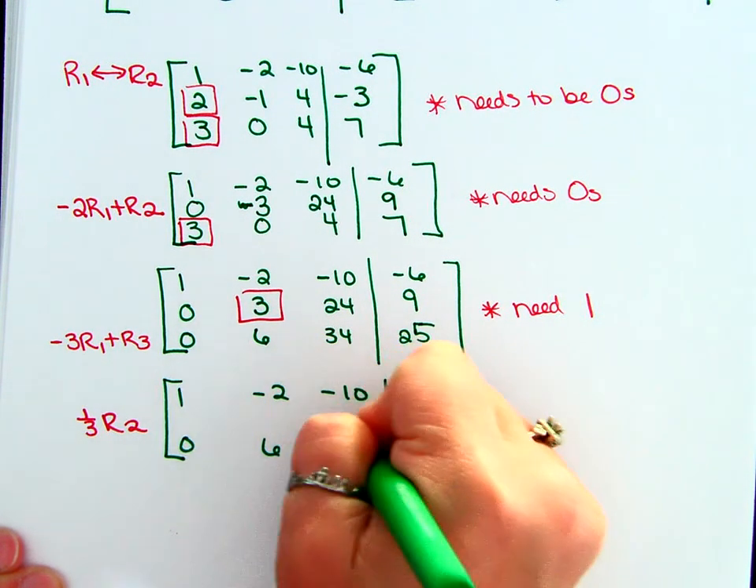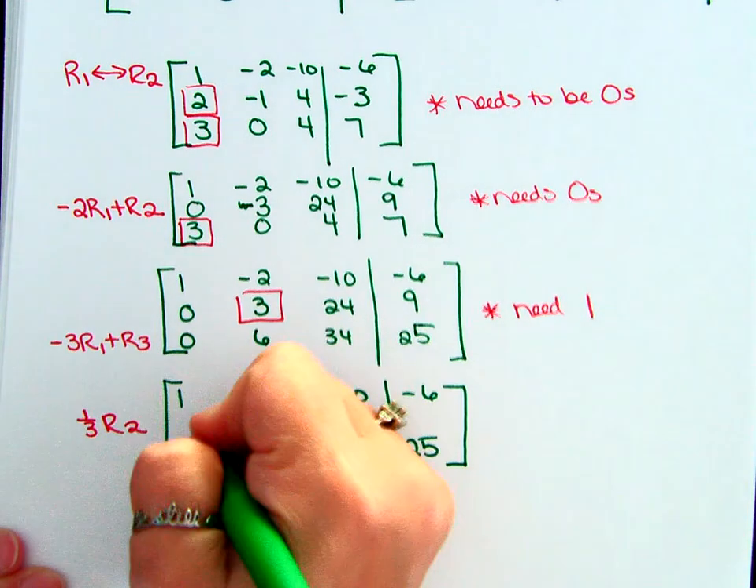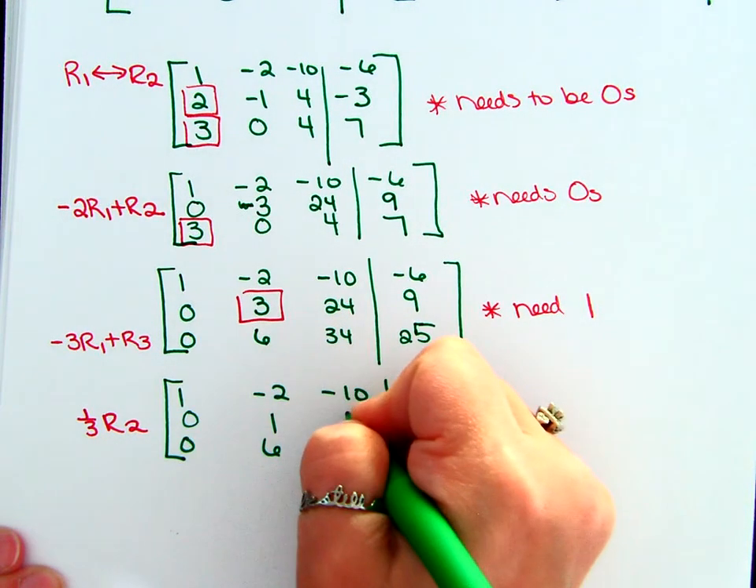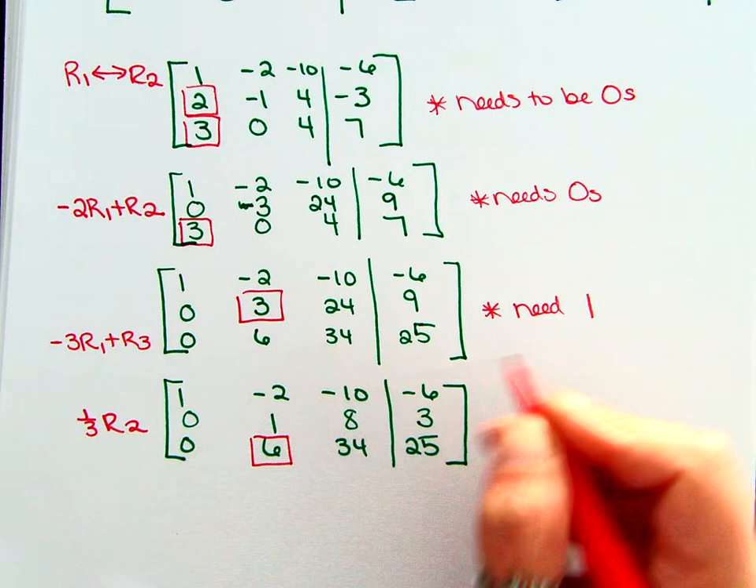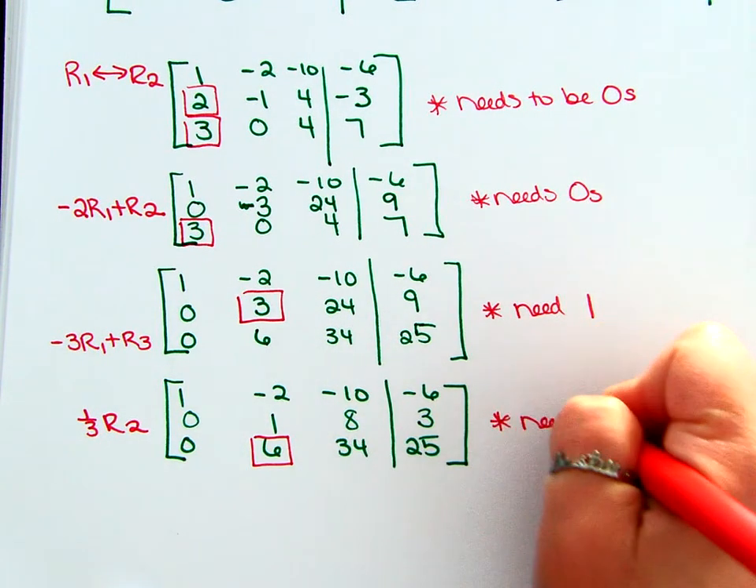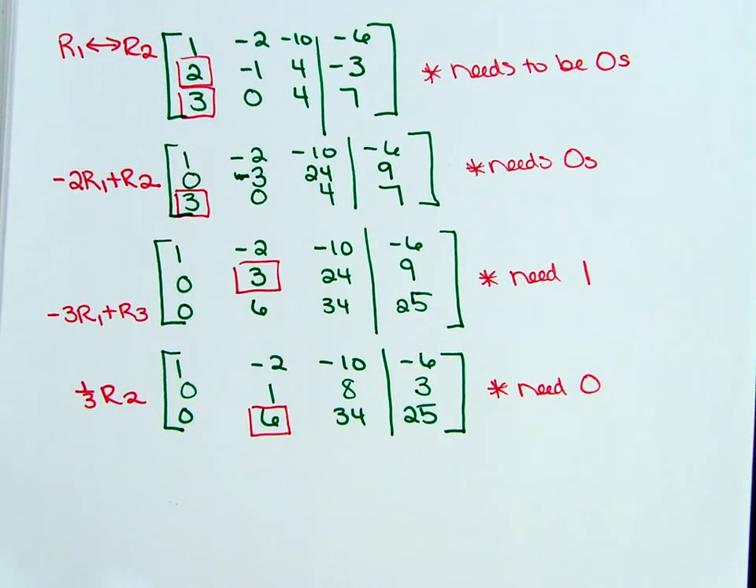So that'd be 0, 1, 8, and 3. Now that we've got our 1 in the right spot, we need that 6 to go to 0. So thinking about how we achieved our other zeros in column 1, what do you think we're going to do to achieve a 0 there in column 2? -6 times row 2 plus row 3.